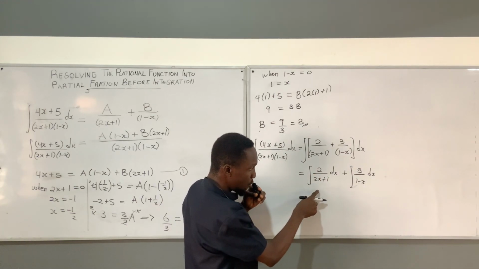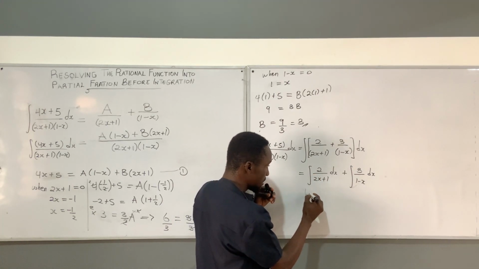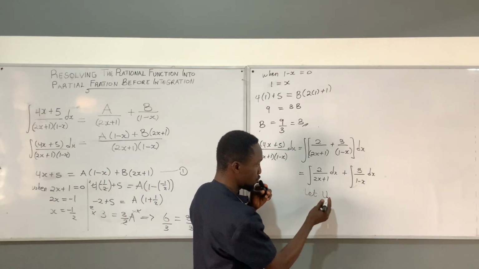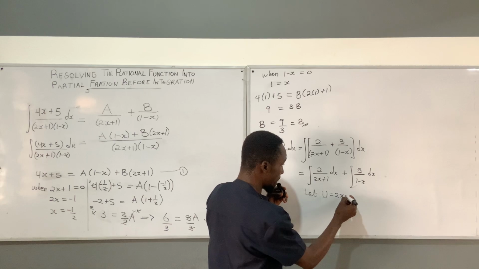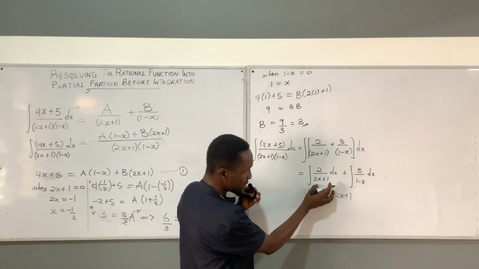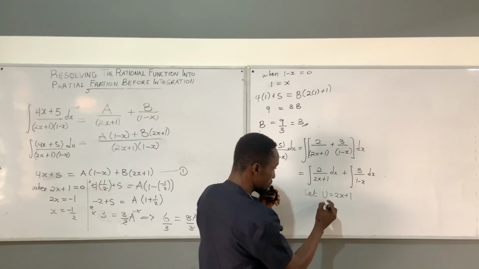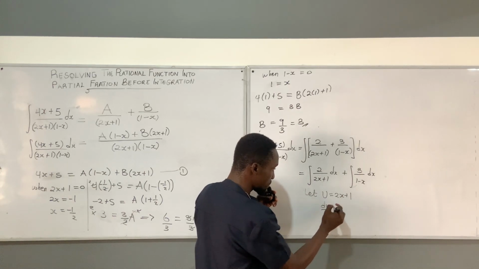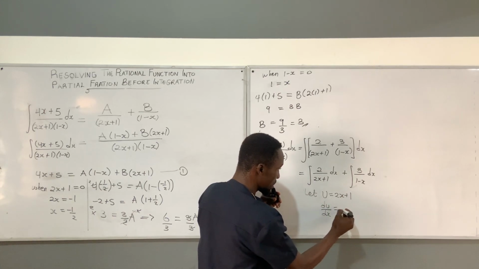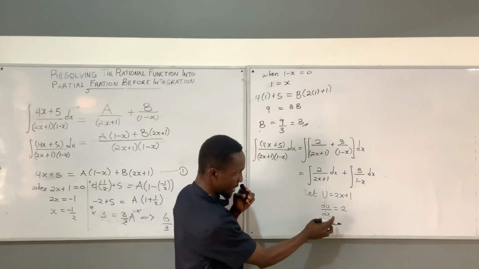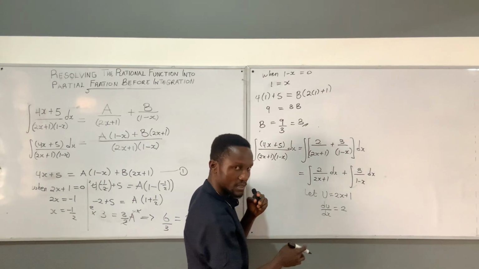When you get here, what you need to do is to say that let u, a certain variable u, be equal to 2x plus 1 for only this side of the equation. Now let us differentiate the u. So du with respect to dx should give me what? 2.